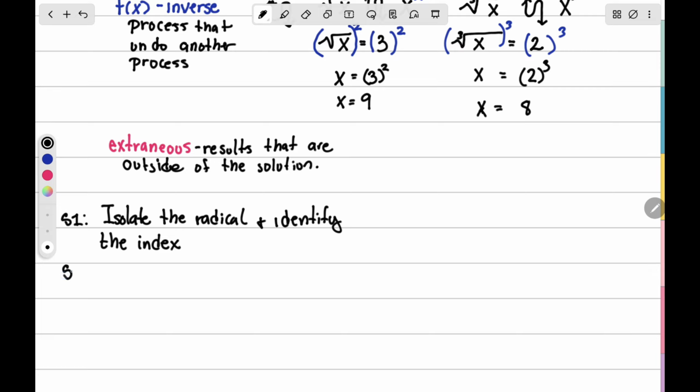All right. Now, step two is going to be to remove the radical. Remove the radical.